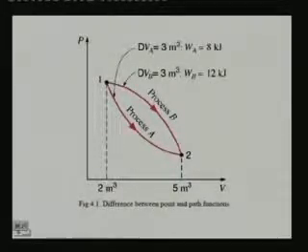Whereas the work done, for example, the work done in process A is 8 kilojoules, whereas the work done in process B is 12 kilojoules. That means the work done depends not only on the initial and final states, but also on the path, since it is depending on the process from 1 to 2. So, you can say that volume is a point function and work transfer or work done is a path function.